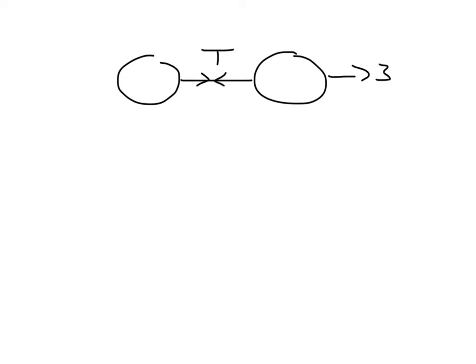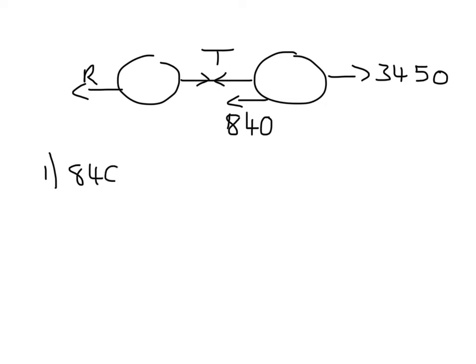You have 3,450 pulling it forward, and the resistance to the car is 0.8 newtons per kilogram. So that's 0.8 times 1,050, and that gives us 840. And there'll be a resistance to motion on the trailer. So part 1 asked us to find the resistance to motion on the car, and we can read that off the diagram as 840.